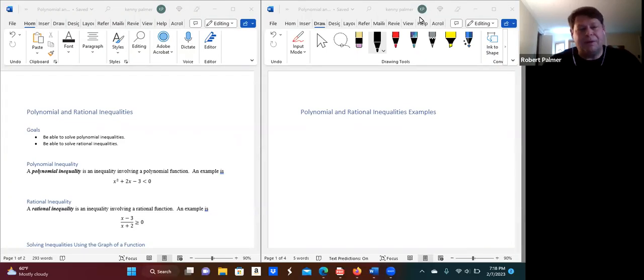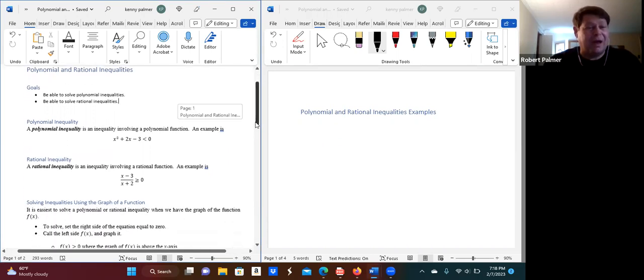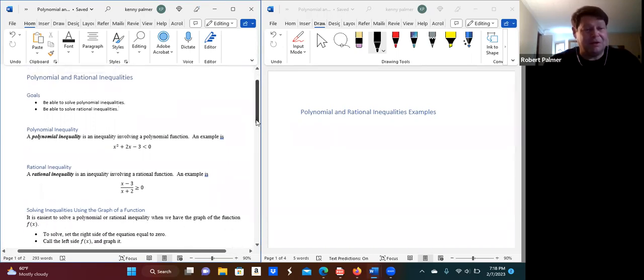Hello, everyone. Welcome back. So today we're going to talk about solving polynomial and rational inequalities. We'll explain what each one of those is, and then our goal is to solve each type. And we're actually going to focus on solving them graphically. There's a way you can solve them by hand, but I think in this case, graphically is more useful because that's what you're more likely to do in real life if you have to do anything like this.